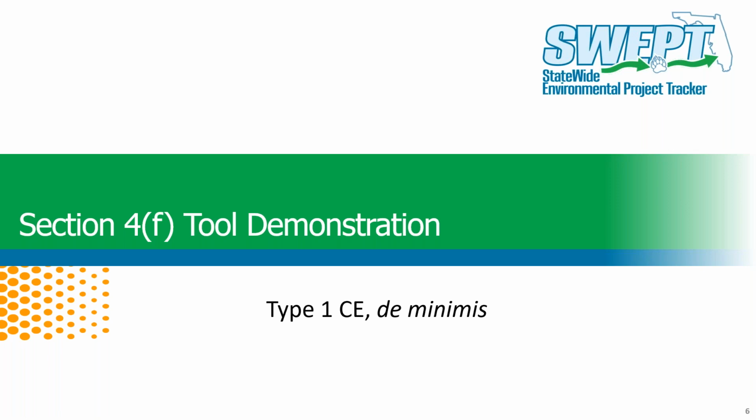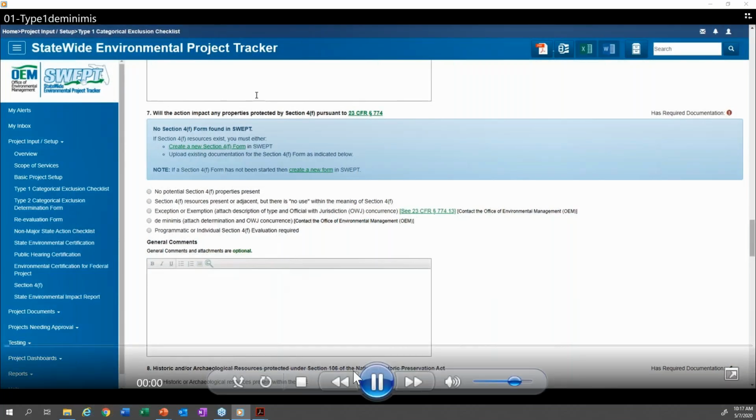So bear with me for 1 minute. Well, less than a minute. There we go. So I am logged into SWEPT right now as a project data entry person, and I've started a type 1 CE form. You'll notice that I'm in the checklist, which just like normal, I can bring up through my project documents, or I can go to the left menu and start from there.